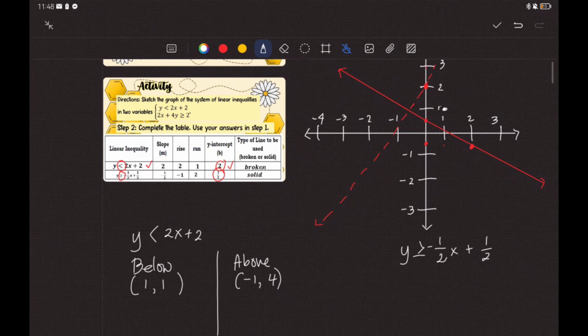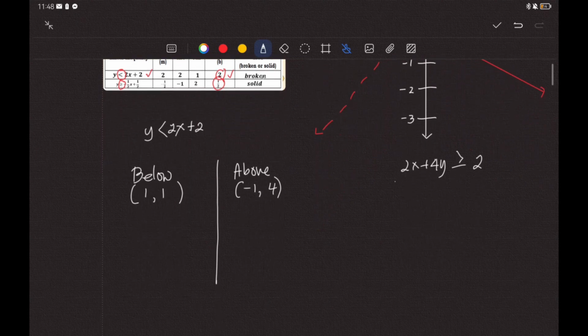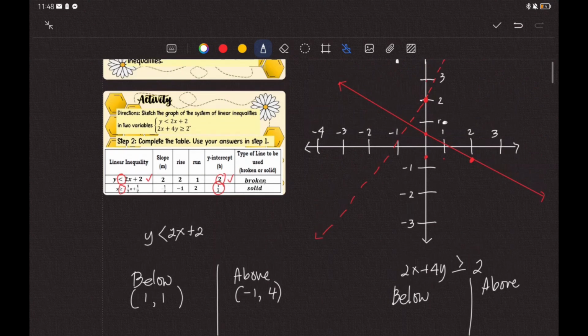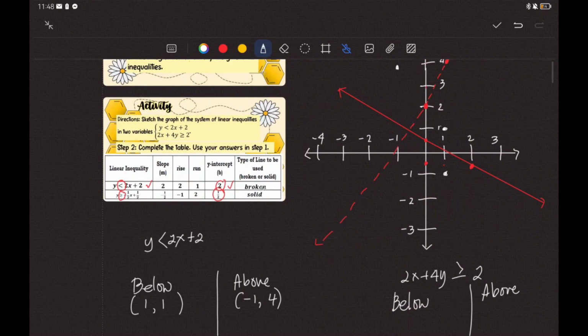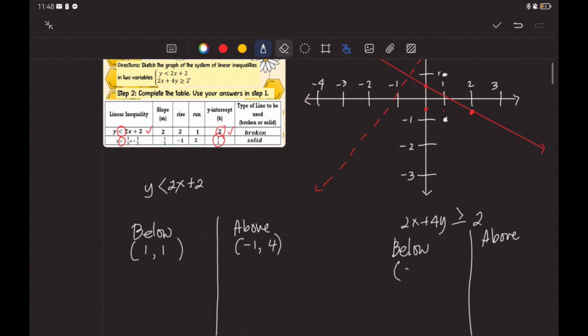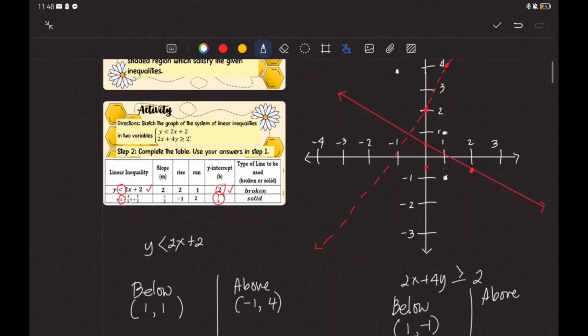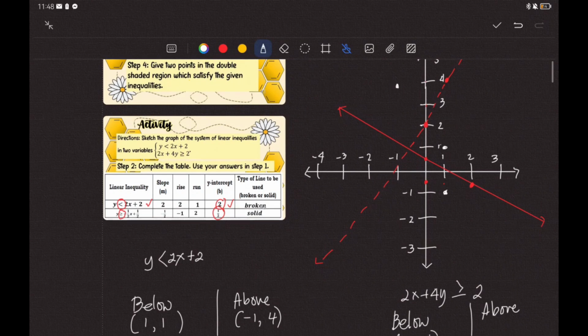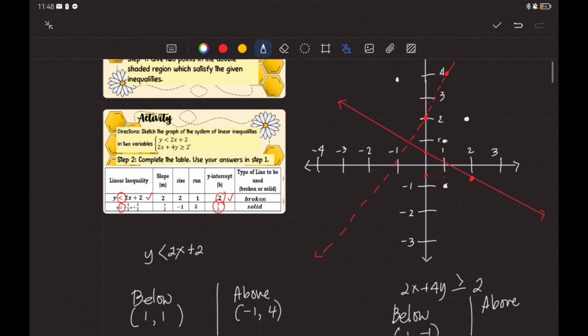Or we can just use the original for the given inequalities. So this is y is less than 2x plus 2, and the other one is 2x plus 4y is greater than or equal to 2. So for the below, I'm gonna choose 1 and negative 1, and for the above, I'm gonna choose positive 2 and 2.